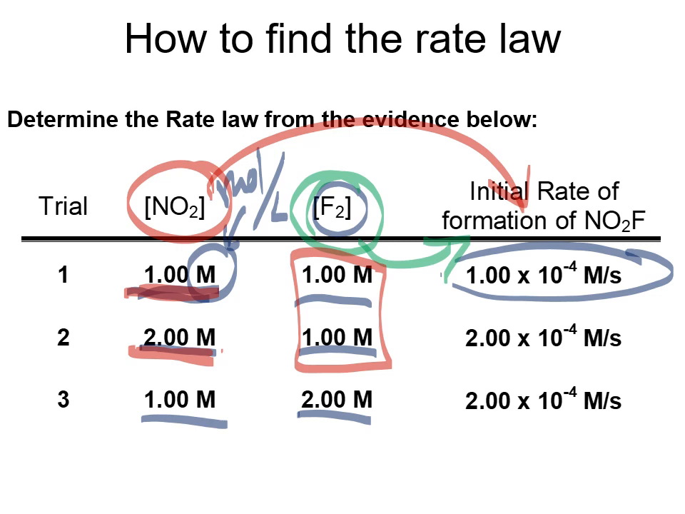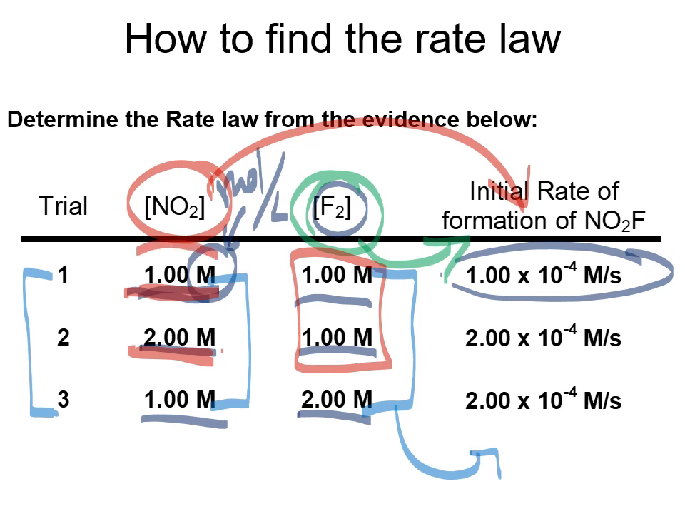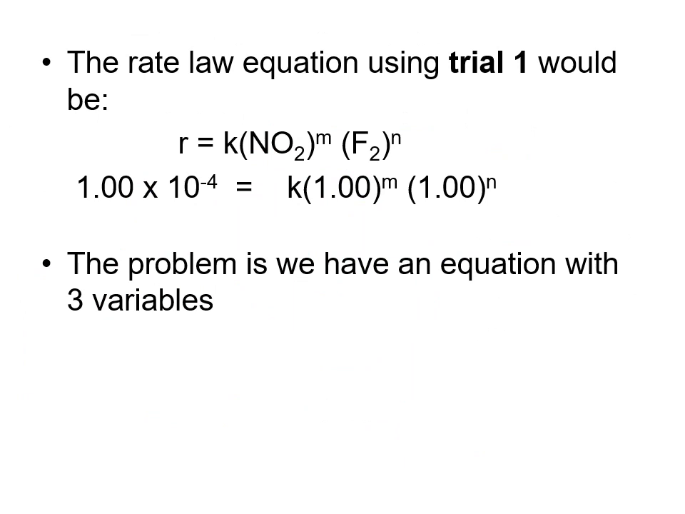And so if you look at, let's say, trials 1 and 3, NO2 has not changed, but F2 has. So then we can say, okay, well, using trials 1 and 3, we can see what effect there is on the change in the rate. Using trials 1 and 2, we can see what effect there is on the rate. And then we can determine the rate law for this reaction. So let's go through this the long way first, and then we'll see if we can do it by doing a little bit more thinking and therefore less work.